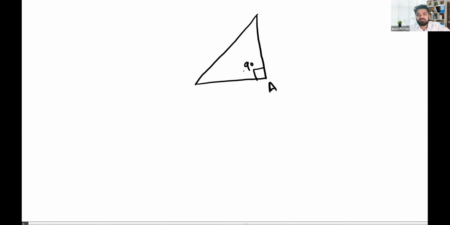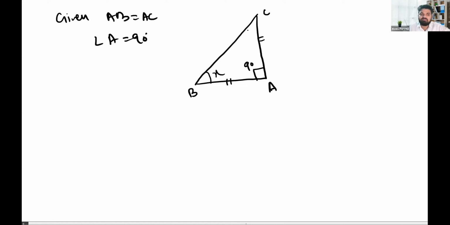This is right angle triangle ABC. AB is equal to AC, it is given. Given AB is equal to AC and angle A is equal to 90 degrees. So if this is an isosceles triangle, AB is equal to AC, so this angle will be equal to this angle. So yes, let angle B is equal to angle C is equal to X.